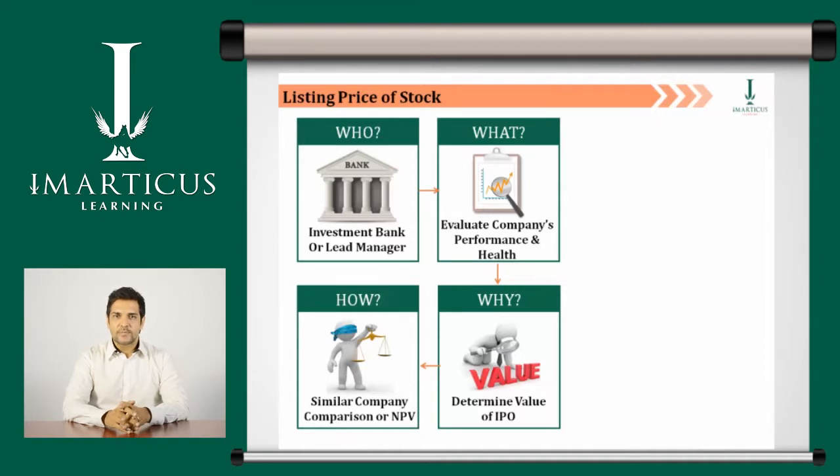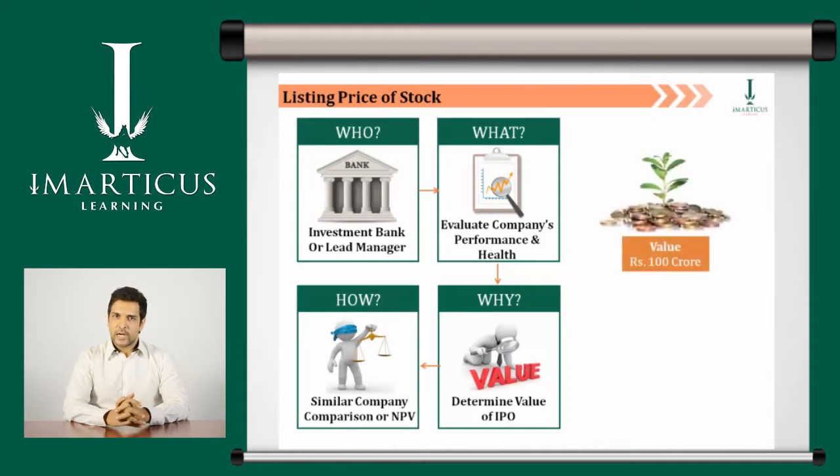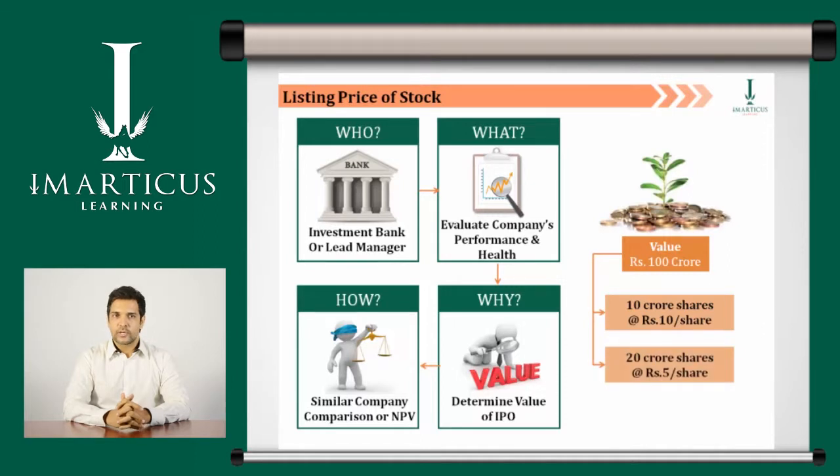The company and the investment bank will meet with the investors to help determine the best IPO quantity and price. Let's say, for example, a company whose value is estimated at 100 crore rupees may want to issue 10 crore shares at 10 rupees each per share, or they may want to issue 20 crore shares at 5 rupees a share.